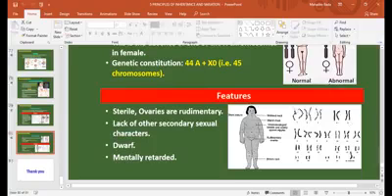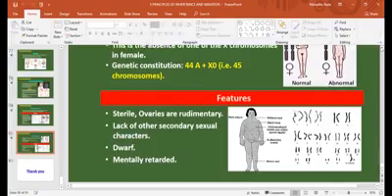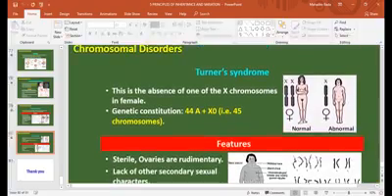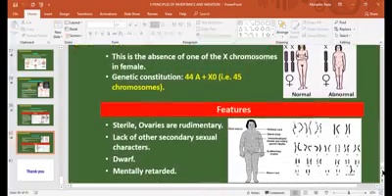And another type of disorder that we have is Turner syndrome. Another chromosomal disorder we have is Turner syndrome. This is the absence of one X chromosome in the female. At the sex chromosomes only one chromosome is present and one is absent, and the genetic constitution is 44A, which we call autosomes, and one X. So in such cases, one chromosome is missing, and the person will have 45 chromosomes.